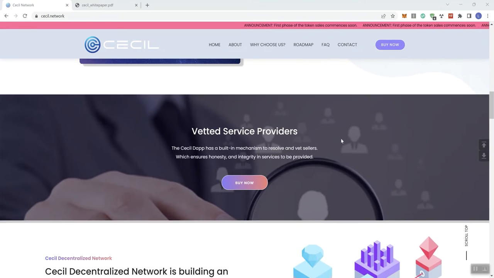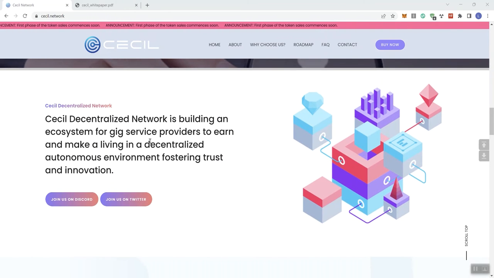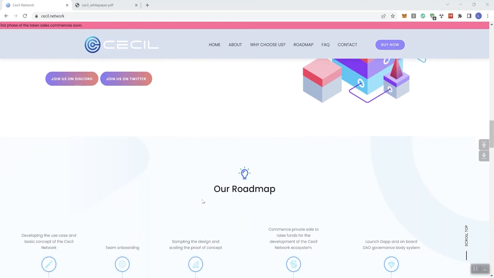Moving forward, we see here the Cecil DApp has a built-in mechanism to resolve and vet sellers, which ensures honesty and integrity in services to be provided. Cecil decentralized network is building an ecosystem for gig service providers to earn and make a living in a decentralized autonomous environment, fostering trust and innovation. We have a button here for the Discord and for their Twitter social.